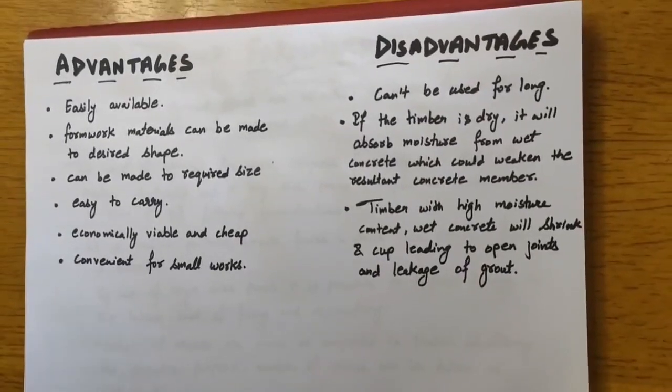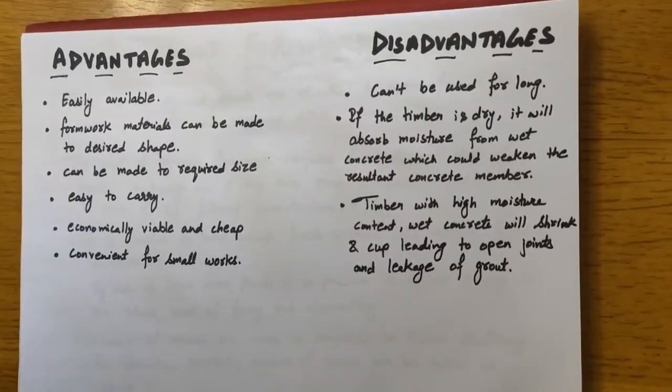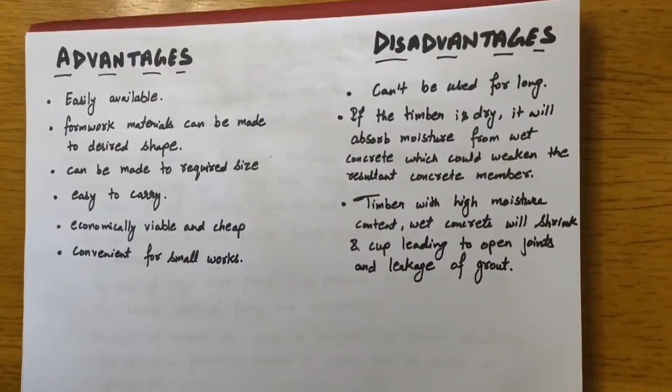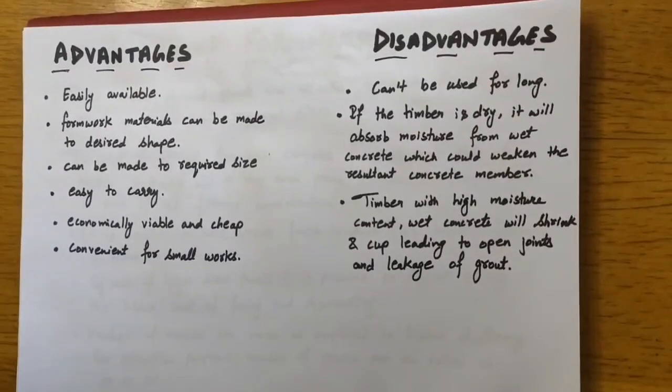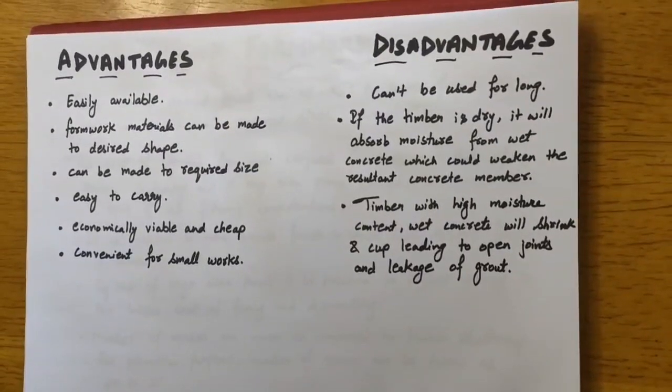Can be made to required size. Easy to carry. It is light in weight, so it is easy to carry. Economically available and cheap. As you know, wood is not that expensive, so it is economical and cheap. Convenient for small works. So let's move to the disadvantages.